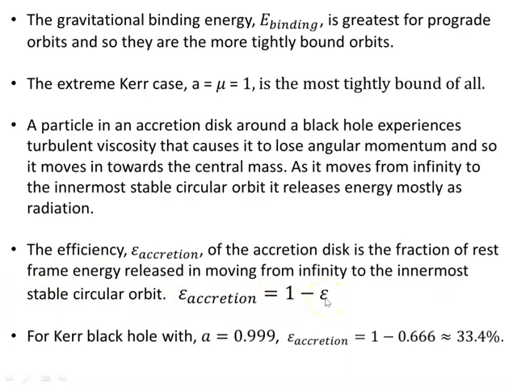Remember, epsilon is that proportion between 0 and 1. So for a Kerr black hole with A equals 0.999, using the formulas earlier and substituting in, epsilon accretion is 1 minus epsilon, where epsilon is approximately 0.666, and that gives us about 33.4%. So a particle has lost about a third of its energy in falling from infinity to the innermost stable circular orbit, about 33.4%. That's a huge amount of energy, which is liberated largely as radiation. That's phenomenal, and I'll just show you why.